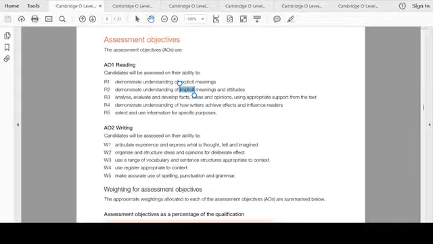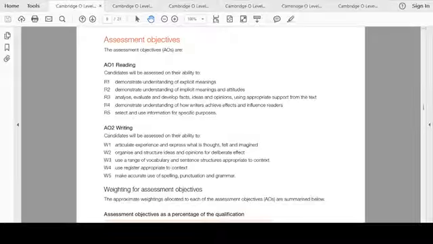The third is to analyze, evaluate, and develop facts, ideas, and opinions using appropriate support from the text. Now, this is something that will be most relevant in your paper 2 with directed writing, but that means you need to read what the text is saying and then do some processing, go beyond the points given in the text, stay relevant, but go beyond, and again, we'll talk about that in detail when we come to paper 2.